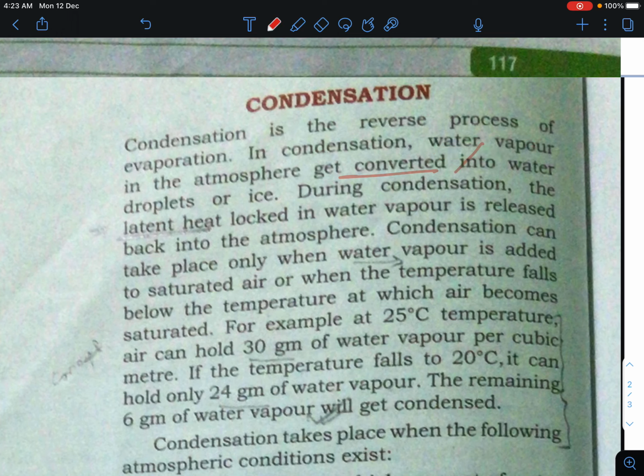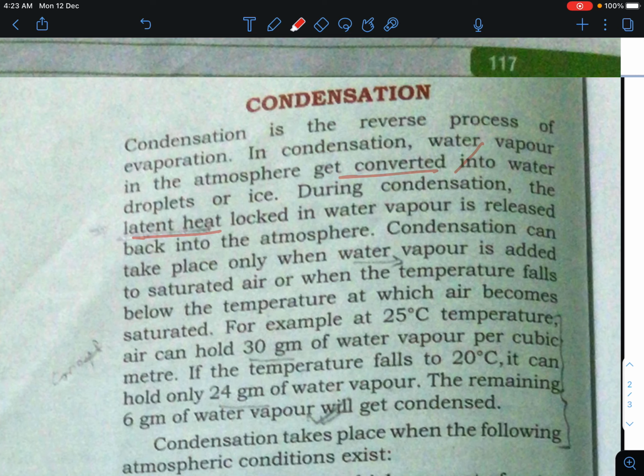Now, during condensation, the latent heat locked in the water is released back into the atmosphere. It is very important, as you studied in the last session: latent heat is the energy absorbed or released during the change of state or phase. When water is converted into water vapor, energy is needed, and that absorbed energy is called the latent heat.